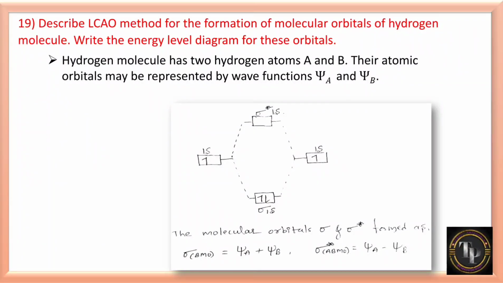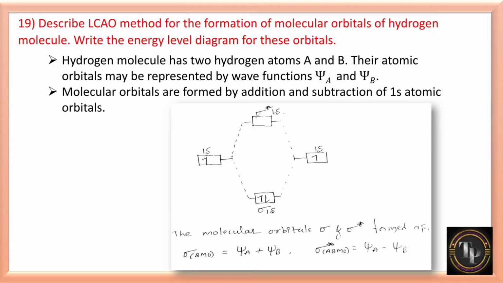The hydrogen molecule has two hydrogen atoms, A and B. Their atomic orbitals may be represented by wave functions psi A and psi B. Molecular orbitals are formed by addition and subtraction of 1s atomic orbitals. Psi of molecular orbital is equal to psi A plus psi B.